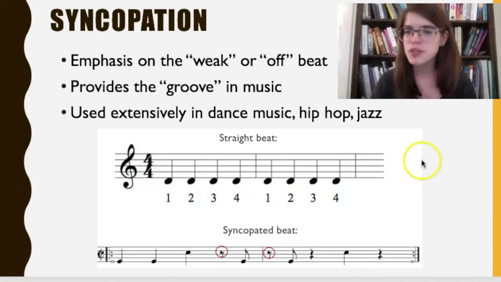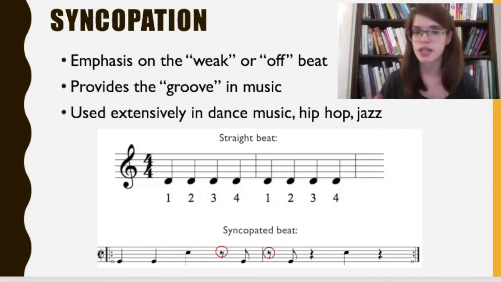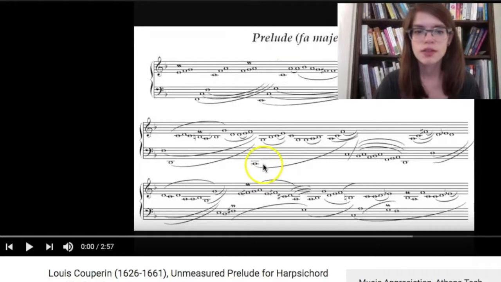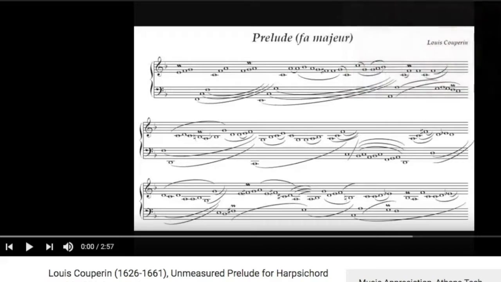So I want to switch now to YouTube, and I'm going to play you a couple different examples of music that uses different types of rhythms and meters. So first here we have an example. Let me get rid of myself here. We have an example of something that is completely unmetered.